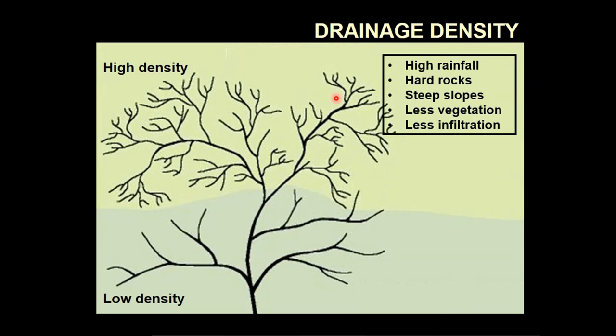Obviously, with all the stuff that we've mentioned there, high rainfall, hard rocks, steep slope, less vegetation, it means less infiltration. So what did we say to you? Less infiltration. It's the amount of water that I see on the surface. So in this area that we see here, right, that whole area that we see over here, that particular area has got a high density of water. So you look from the top, you'll see all this water on the surface.